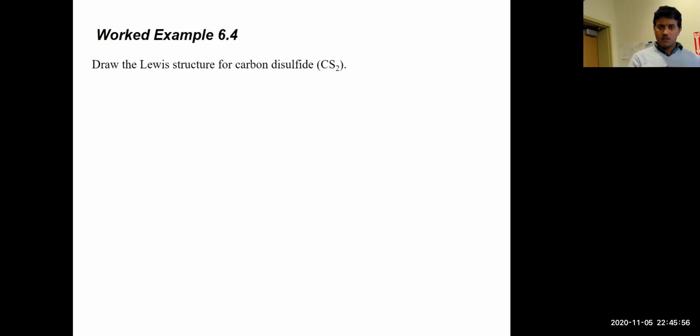Okay. So this problem I'm expecting to be relatively easier than the previous one. So let's try to draw the Lewis structure for CS2. If you're confident, you can start practicing drawing Lewis structures on your own for this one by pausing the video. But let me work through it.